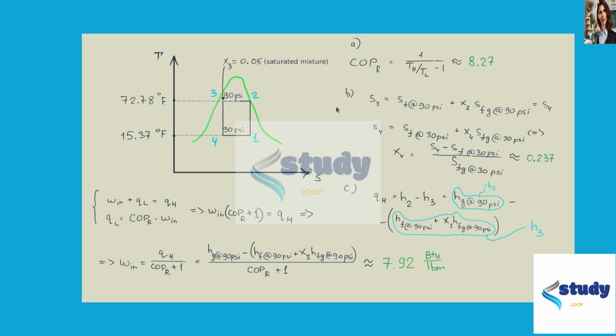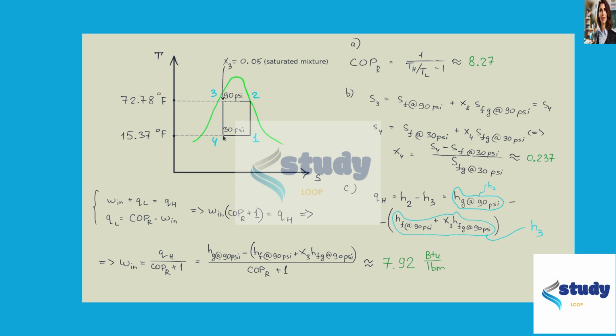In order to solve part B, let's first calculate the specific entropy of the refrigerant in state 3. So you can find this formula in the book. It expresses the specific entropy of a saturated mixture in terms of the specific entropy of fluid at the same pressure, the difference between the specific entropies of fluid and gas, and the quality of the mixture.